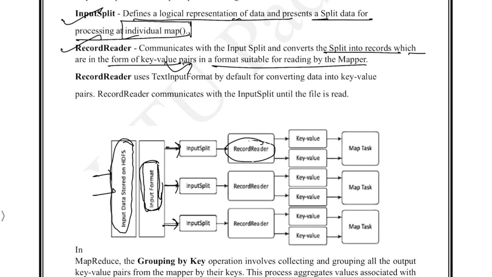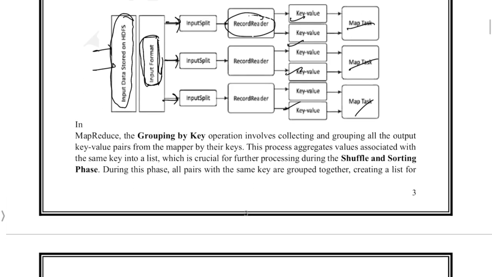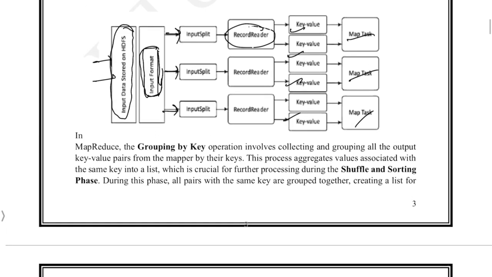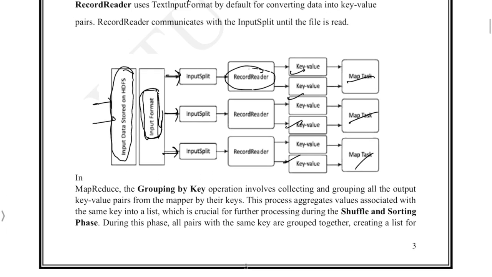The record reader will mainly generate its own respective key value pairs, and once the key value pairs are generated, it will apply the map task. Next, in MapReduce, the grouping by key operation involves collecting and grouping all the output key value pairs from the mapper by the respective keys.